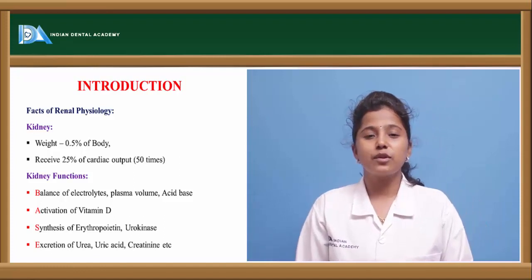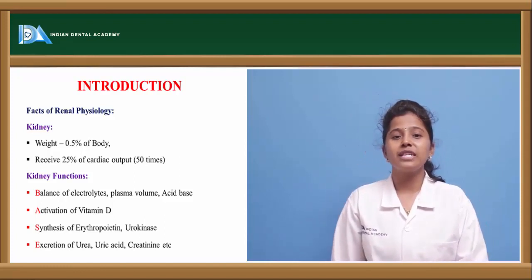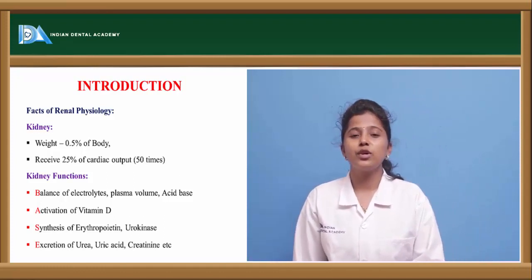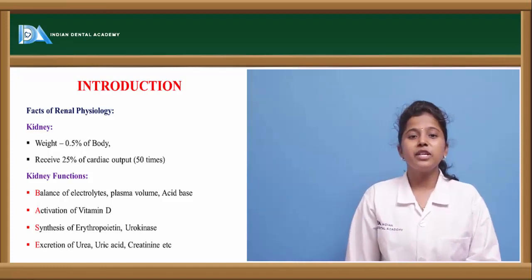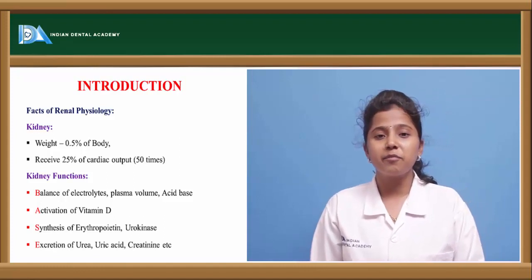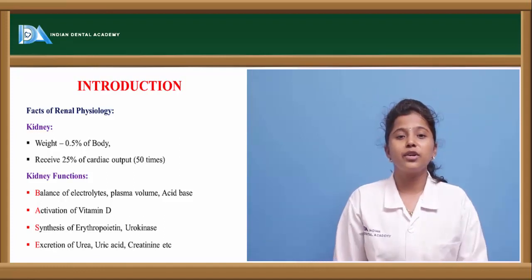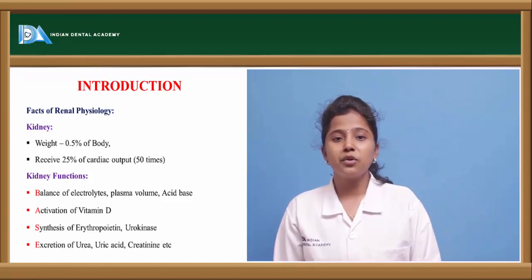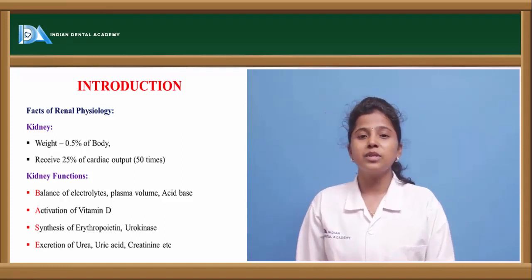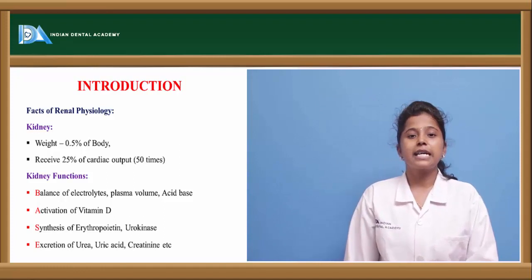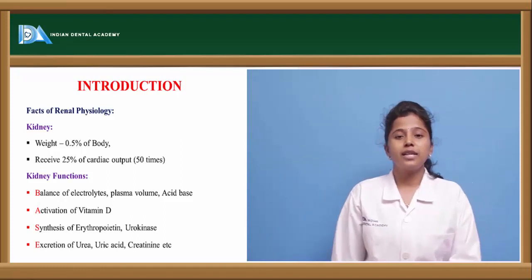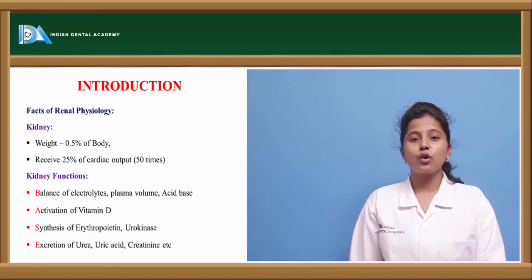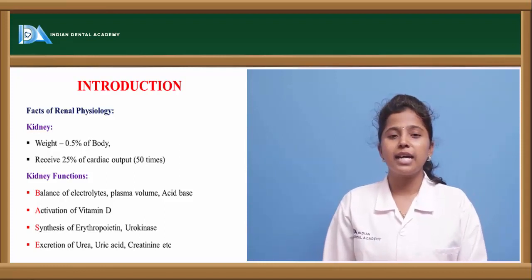And the nephron is the basic unit of the kidney, where the filtration of the body fluids takes place. The weight of the kidney is about 0.5% of the total body weight of human beings. Of the cardiac output with which the heart is pumping out the blood, the kidney receives almost 25%.